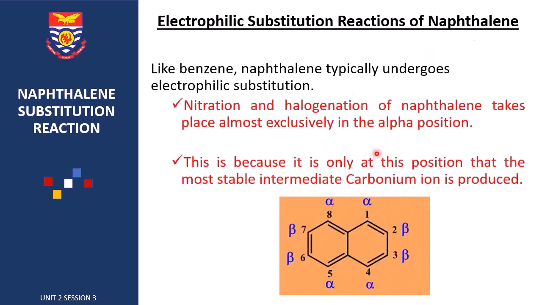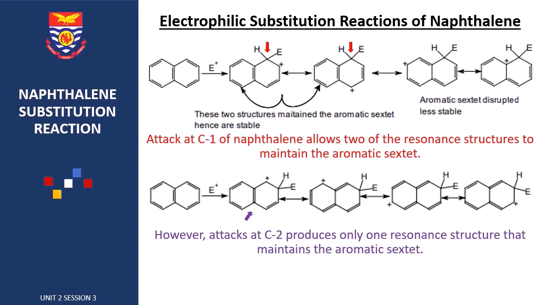Now, naphthalene, just like benzene, typically undergoes electrophilic substitution reaction because it's an aromatic compound. Nitration and halogenation of naphthalene takes place almost exclusively in the alpha position, that's position 1. This is because it is only at this position that the most stable intermediate carbonium ion is formed. Let's look at the carbonium ion that is formed in the slide.